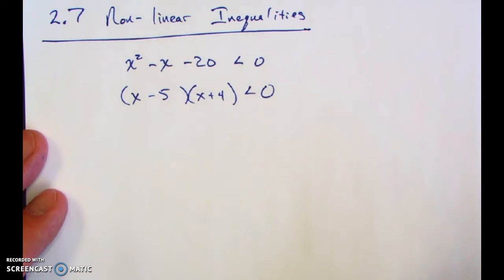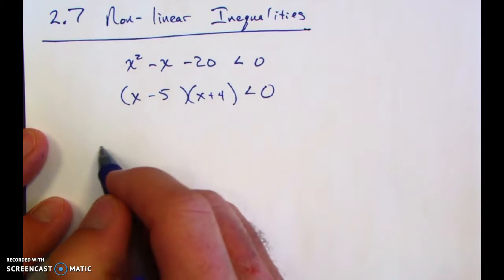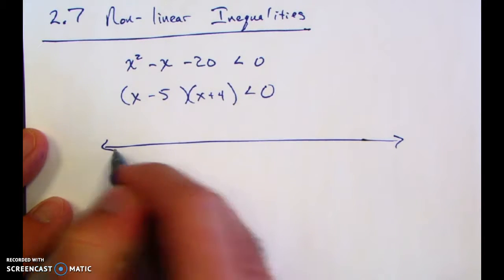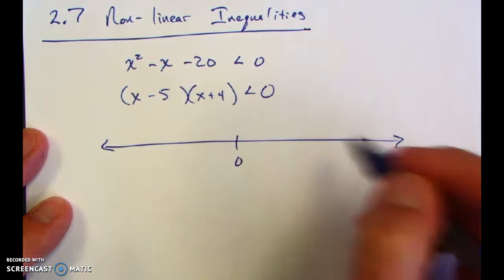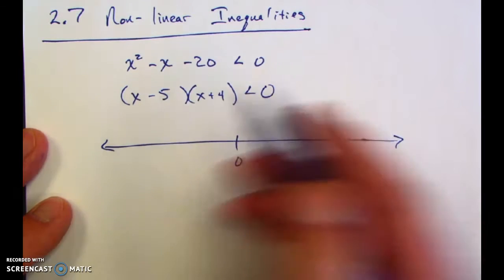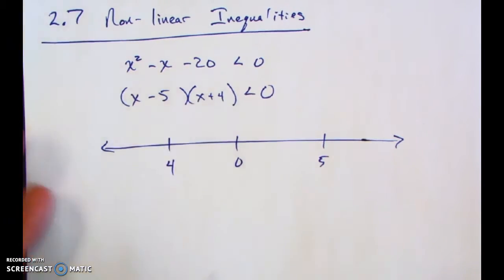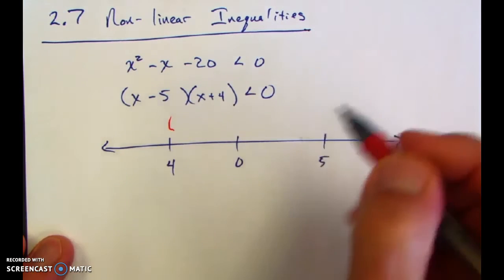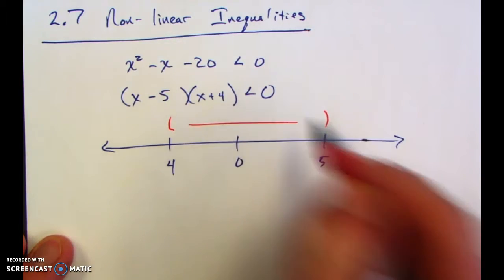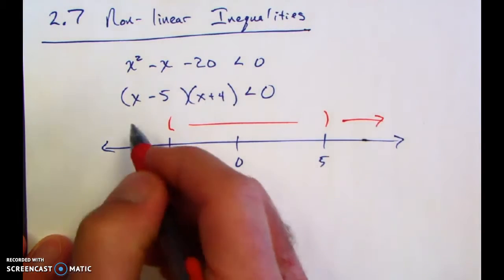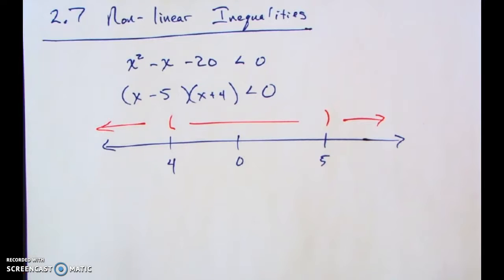Now what that does is that gives us some critical points. So if we're thinking about this on a number line, for example, here's 0, so we're looking at positive 5 and a negative 4 as our critical points within this problem. So we have these different areas that we're looking at. I'm looking in between here. I'm looking at all the values that direction and all the values that direction.